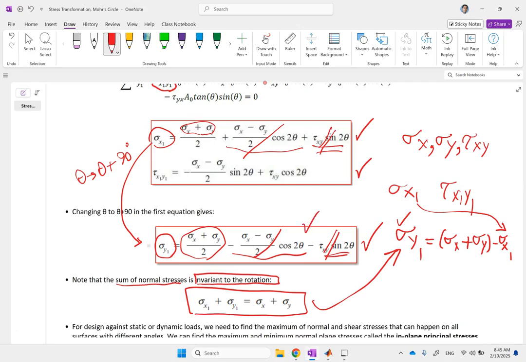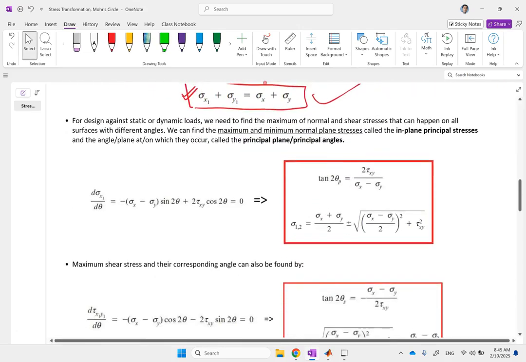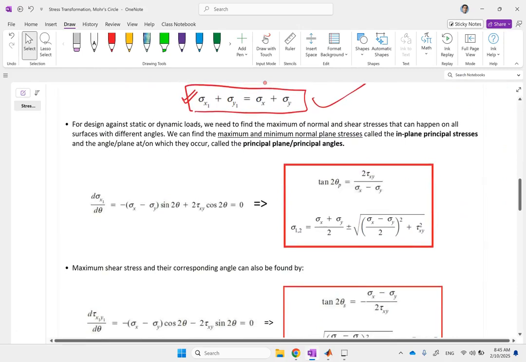Or if you use this formula, you can check it and see whether this equality holds. If it does, you know that you did your calculations right. If this equality does not hold, you know that somewhere in these sines, cosines, positives, negatives, you made a mistake. Okay, so this invariant term is an interesting term.